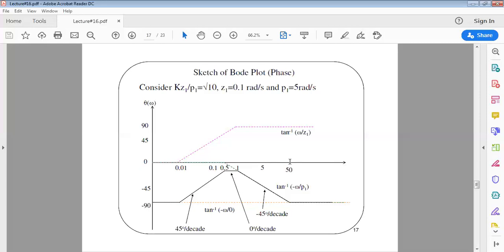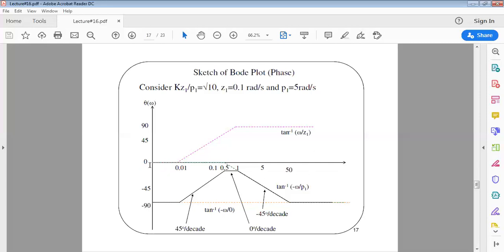And one decade higher, which is at 50, the angle is negative 90 degrees. This is for the real pole at 5. So when we connect this line, 0.5 will have 0 degrees, 5 will have negative 45 degrees, and 50 will be negative 90 degrees. When we connect this line, you are going to have a slope for a phase angle plot for a real pole at 5. Okay, so we are now going to sum these plots together.